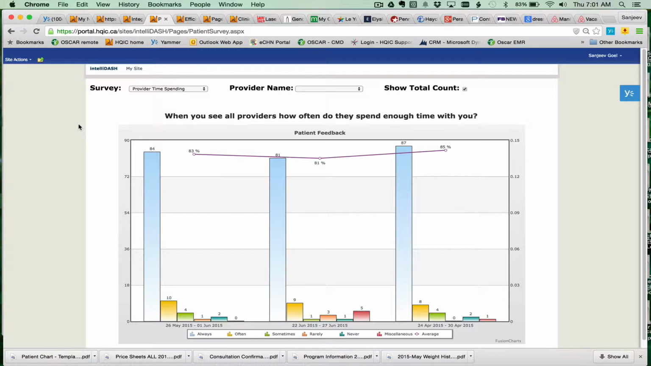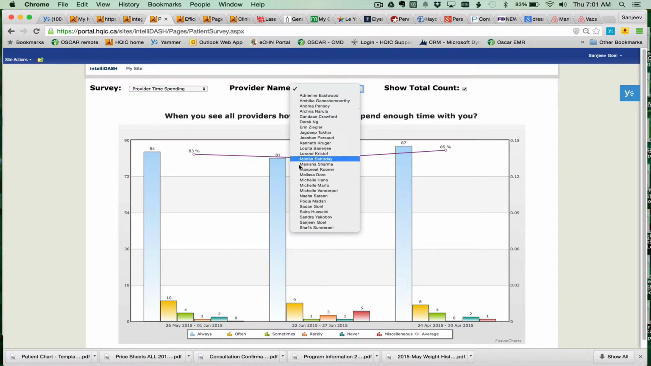Another really interesting part of our dashboard is the ability for us to collect patient feedback on the services we're performing. And what we do is we ask patients one particular question 1 hour after they leave the office by SMS. And in this case, these are questions that are the provincial quality improvement questions. You can see this question: when you see all providers, how often do they spend enough time with you? This is a cumulative response, but we do break it down by all the providers in our team, as you can see over here.